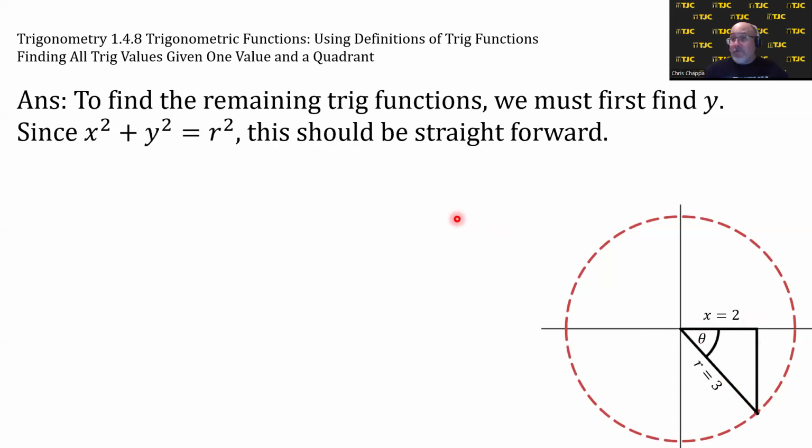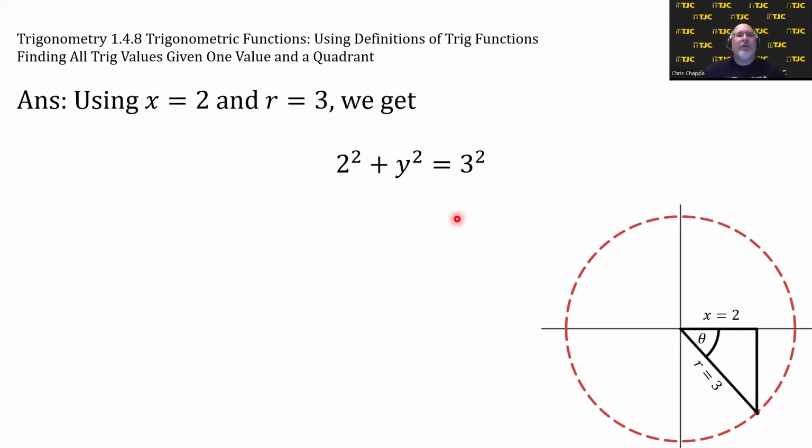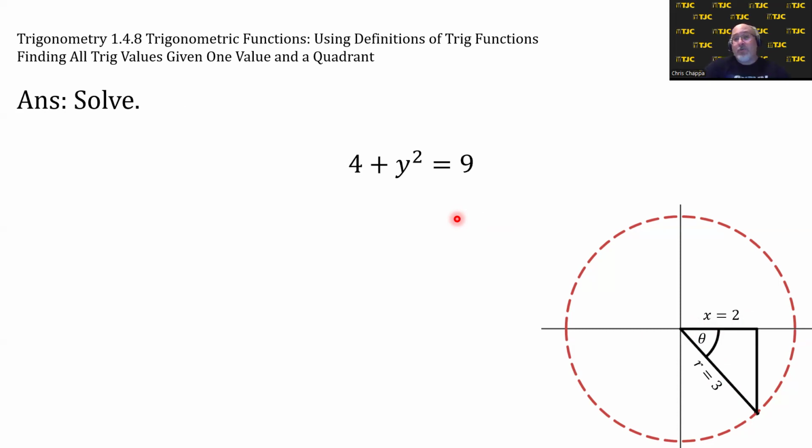To find the remaining trig functions, we must first find y. Since x squared plus y squared equals r squared, this should be straightforward. Using x equals 2 and r equals 3, we get 2 squared plus y squared equals 3 squared. So we solve this. Square the numbers to get 4 plus y squared equals 9. Subtract 4 from both sides to get y squared equals 5.